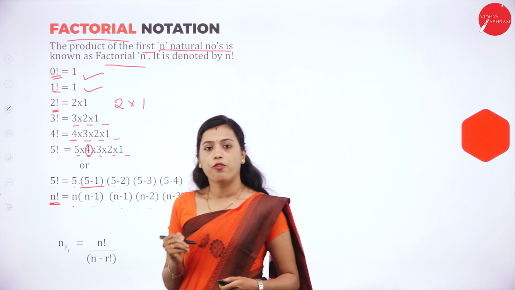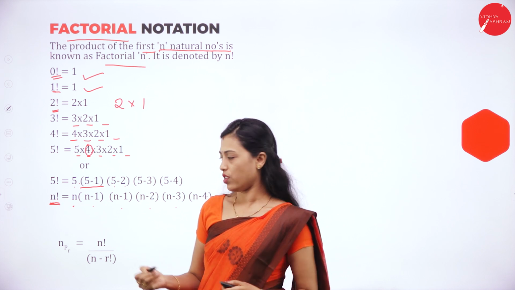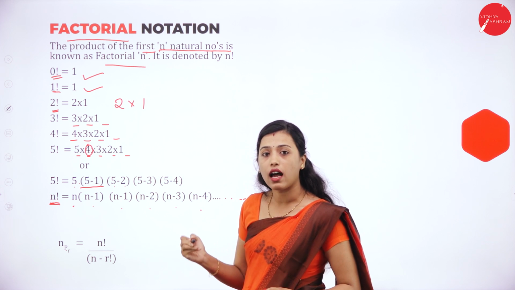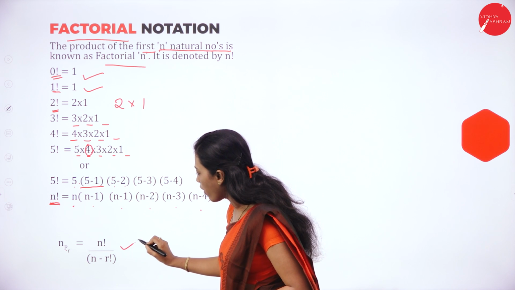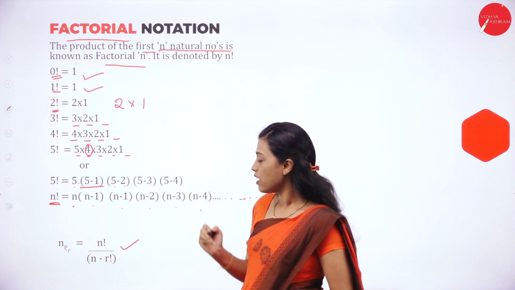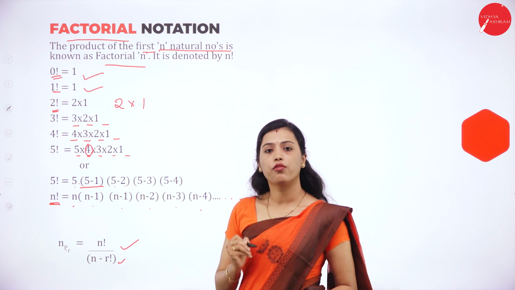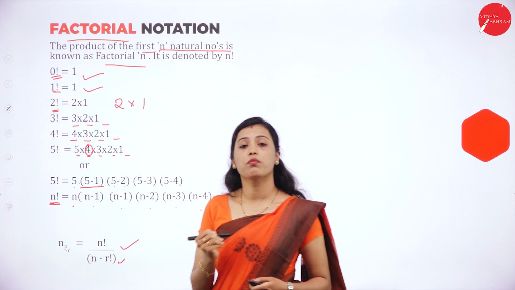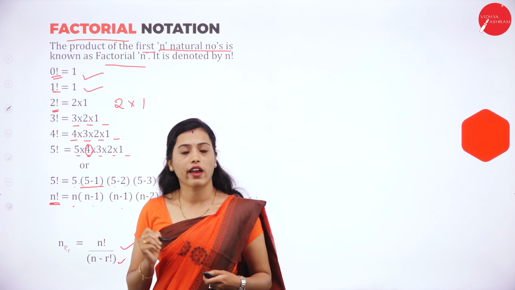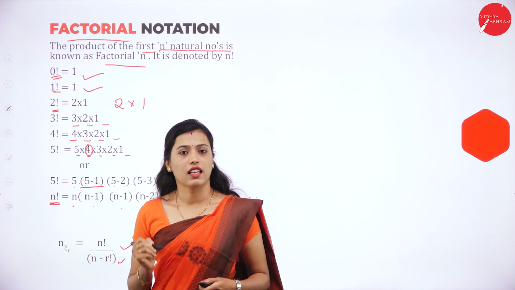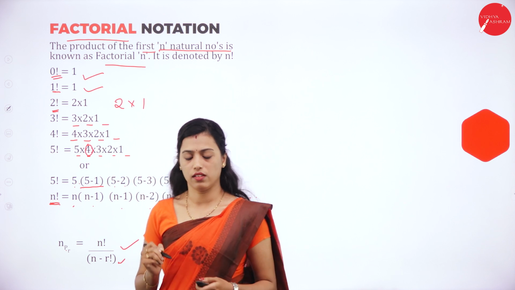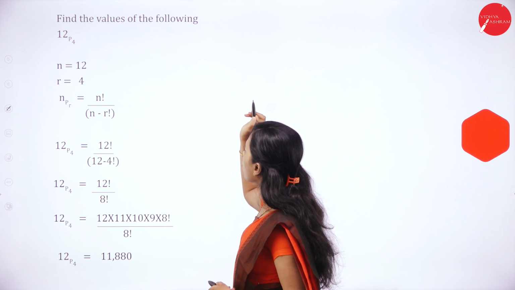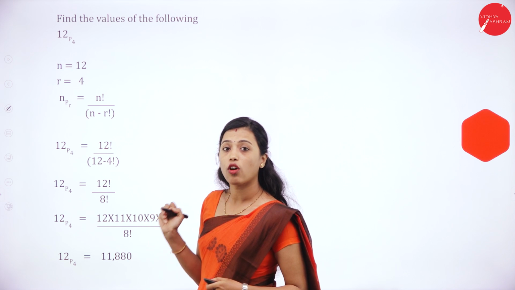Then the formula for permutation is nPr. nPr is equal to n factorial divided by n minus r factorial. We will solve some problems. Find the value of the following.